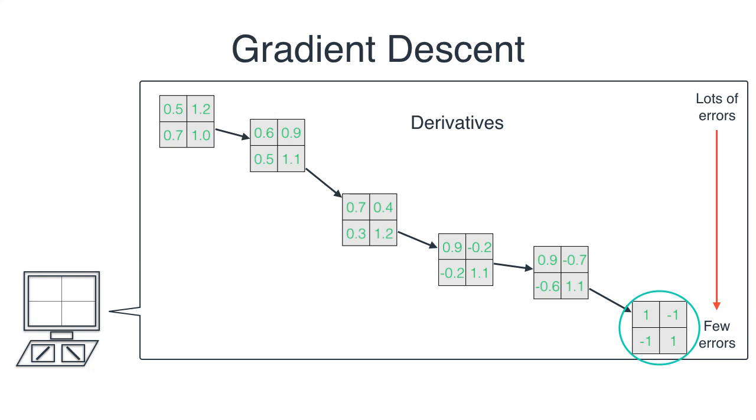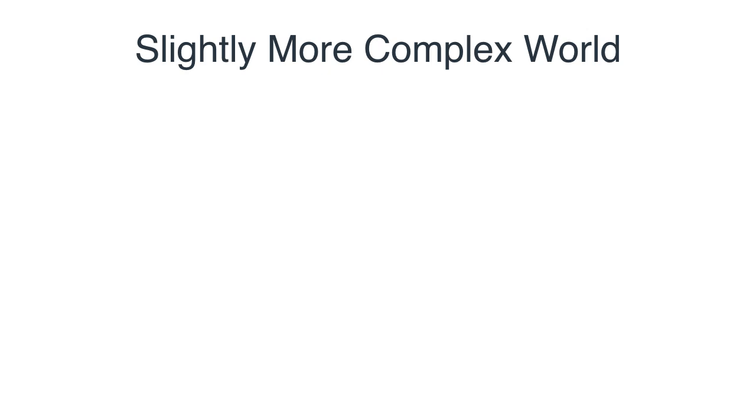So this is by no means an easy process. It takes a lot of computing power to calculate all those derivatives, but it's doable. And there are many shortcuts, such as stochastic gradient descent, etc. But we're not going to get into that. We're going to go to a slightly more complex world.